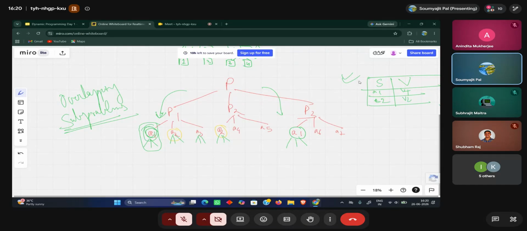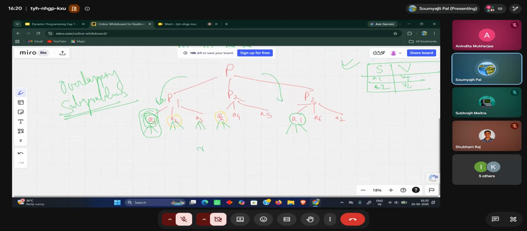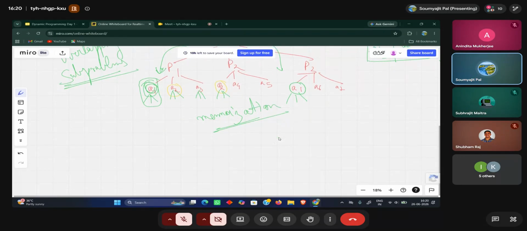So this technique is called memoization, and this whole concept of optimizing my recursive algorithm is called DP, that is dynamic programming. In simple words, I can write it as recursion plus memory. This is my whole concept of DP.